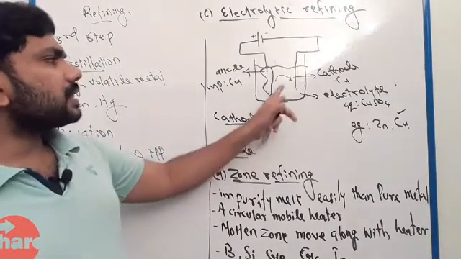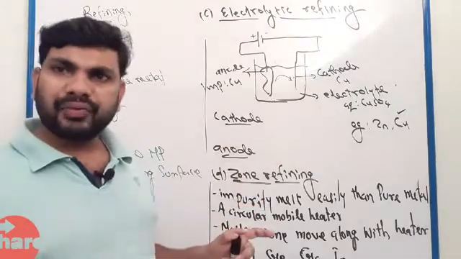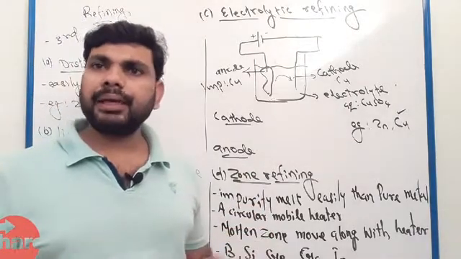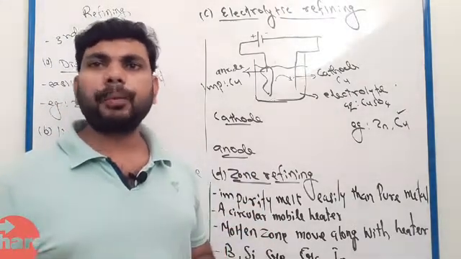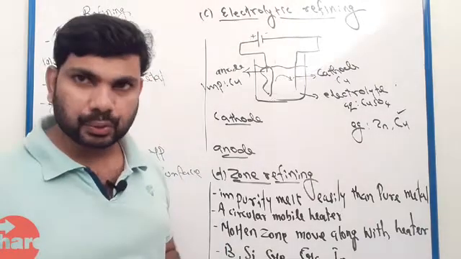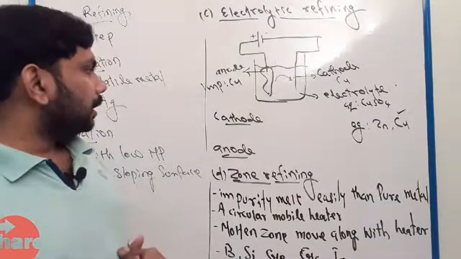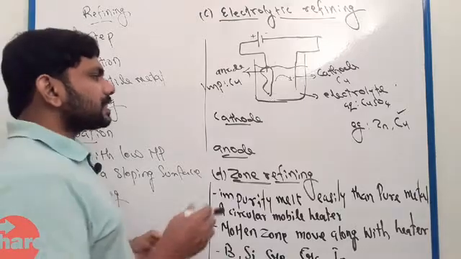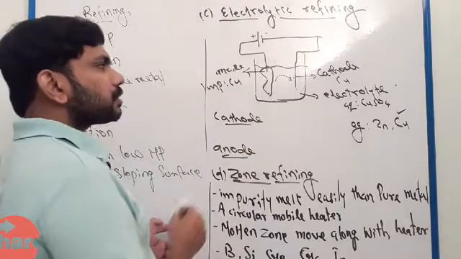So here this is the electrolyte. We want to purify copper, so the electrolyte will be any salt solution of copper, for example, copper sulfate solution. Clear? Okay, so let us discuss the reaction taking place over here.